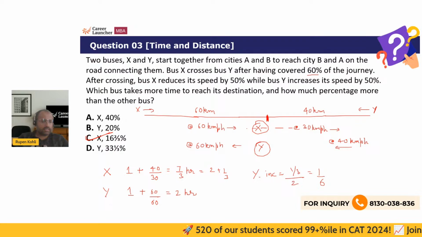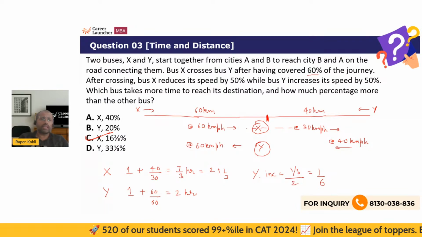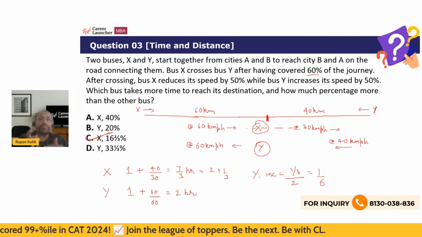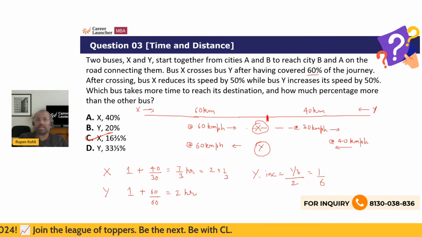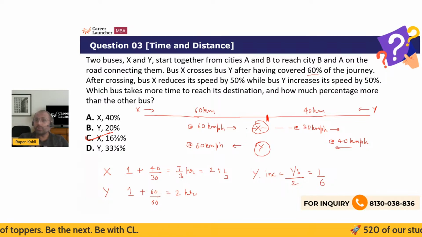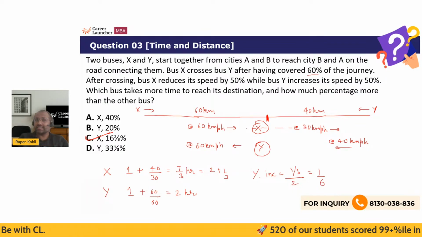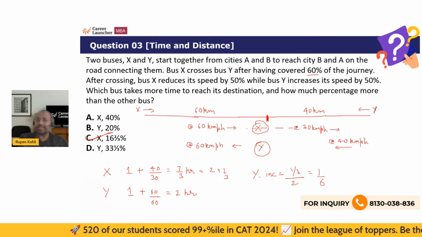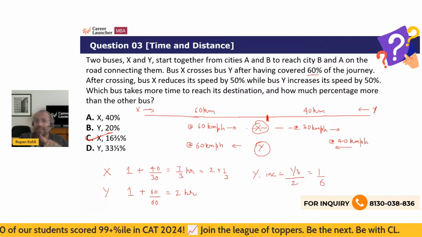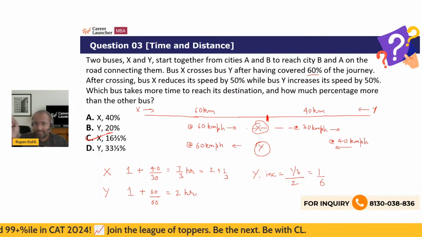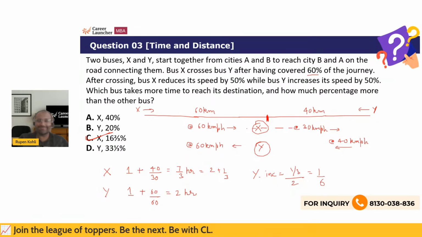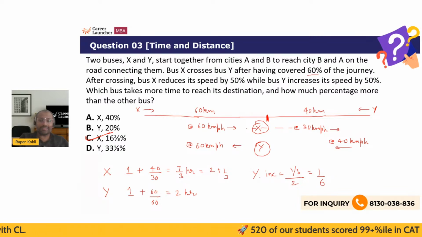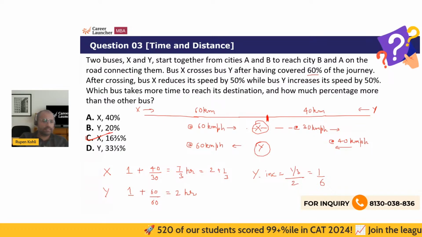I guess, Anand, I think you were calculating only the time taken to reach the other destination after crossing, but that's not what the question is asking. Which bus takes more time to reach its destination? Destination is something that started when they started from cities A and B, not when they met. That was in the middle of their journey. Their journey started when they initiated from city A and B, right? So that is the trap option, option D, right? To miss the point of the question, isn't it?